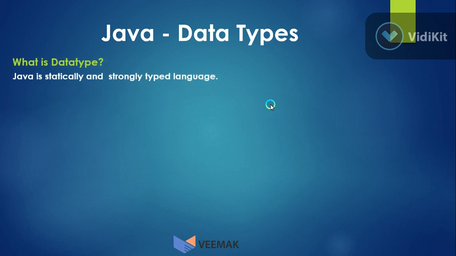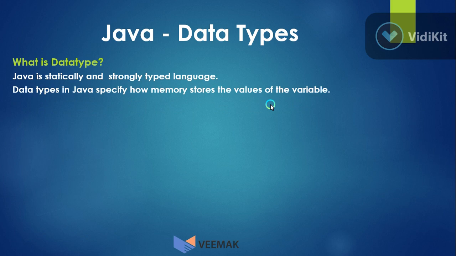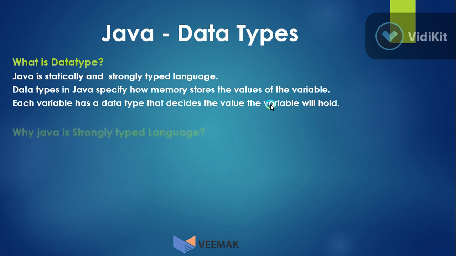What is a data type? Java is a statically and strongly typed language. Data types in Java specify how memory stores the value of the variable. Each variable has a data type that decides the value the variable will hold.